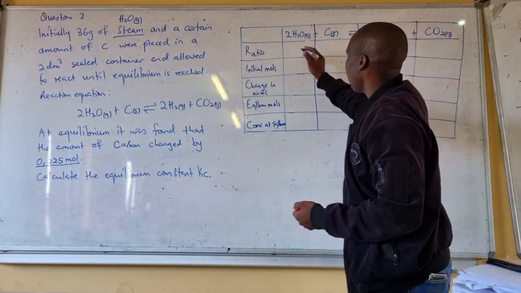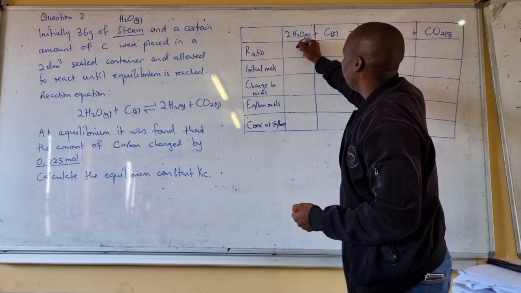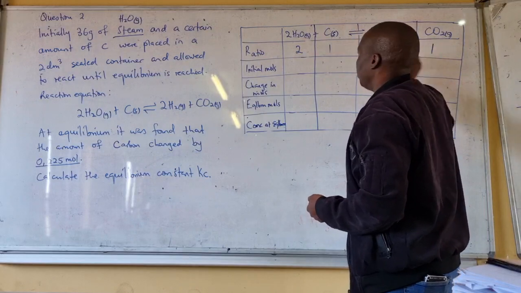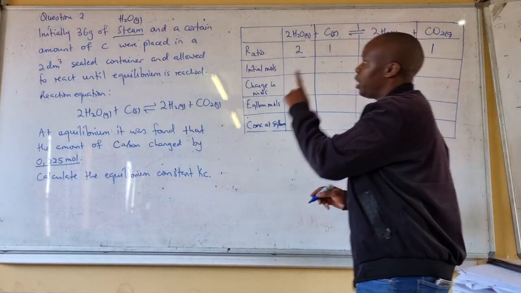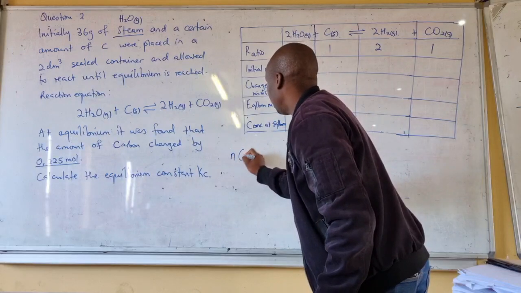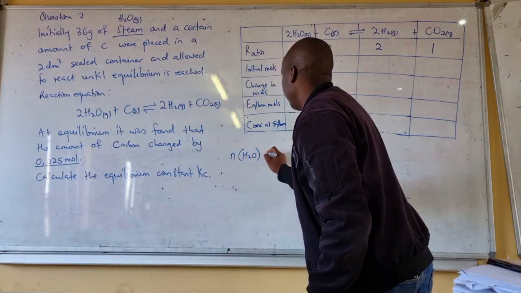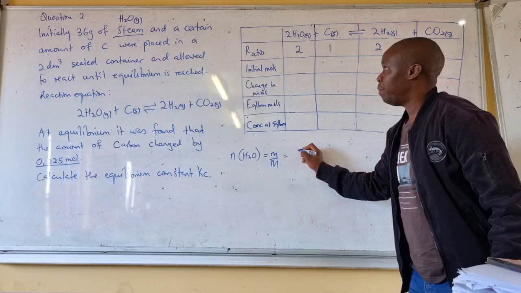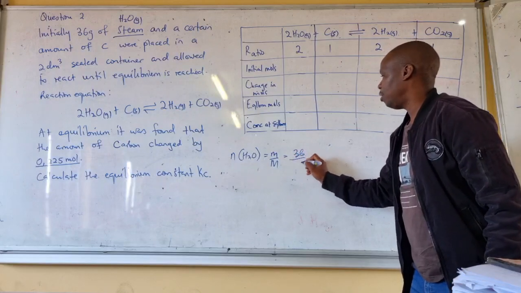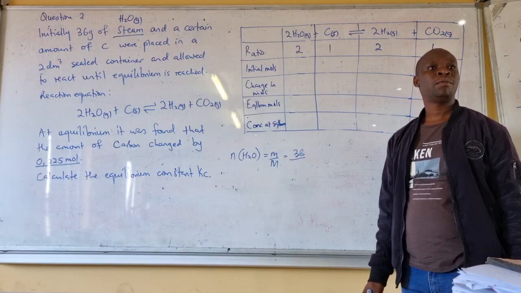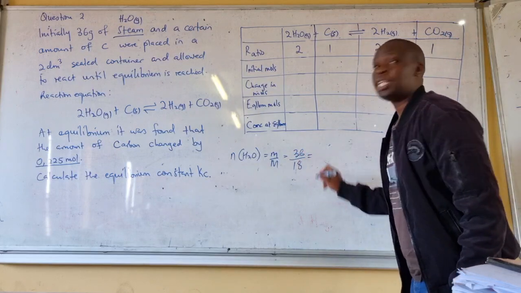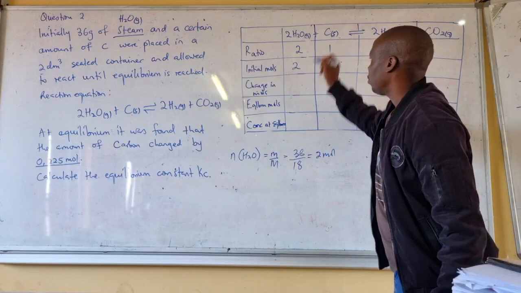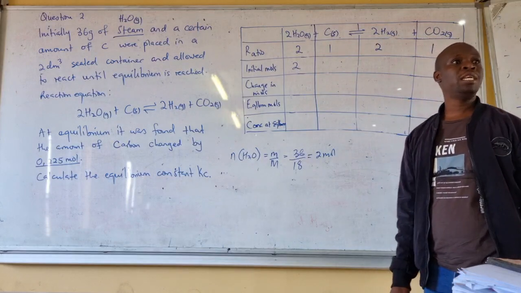Right. Our ratio first, 2, 1, 2, 1. Right, initial number of moles. Then we calculate the number of moles of the steam. H2O, mass over the molar mass. Right, we are given the mass as 36 divided by 18. Which gives us 2. Right, so 2 moles of steam are initially present.